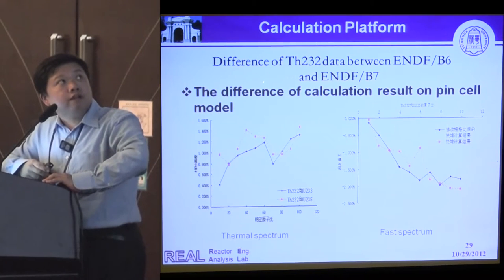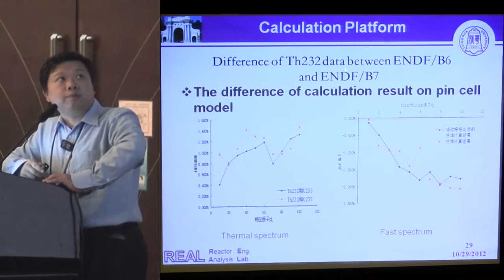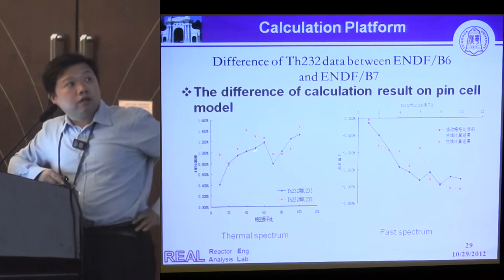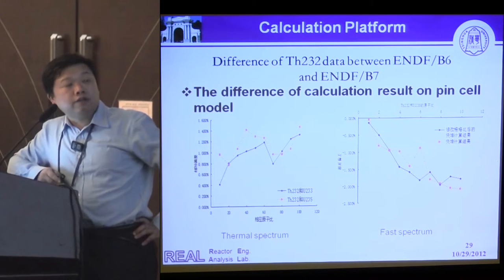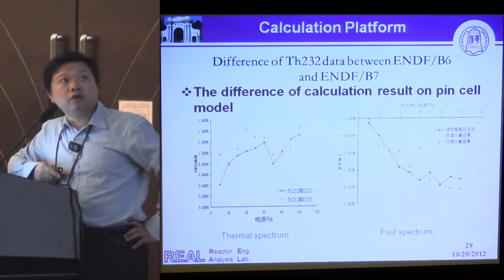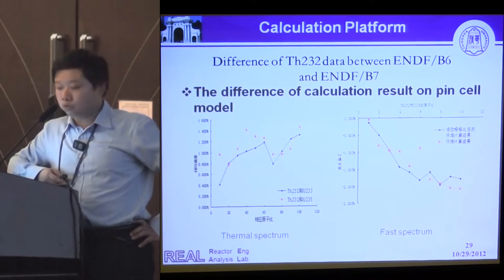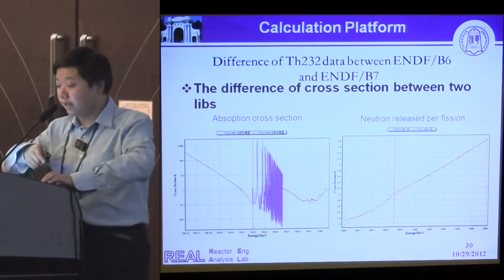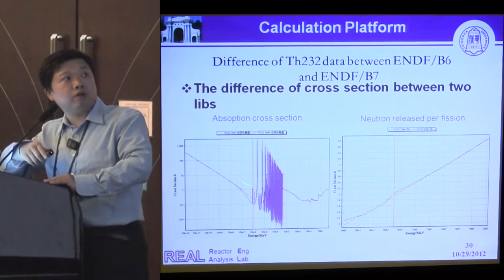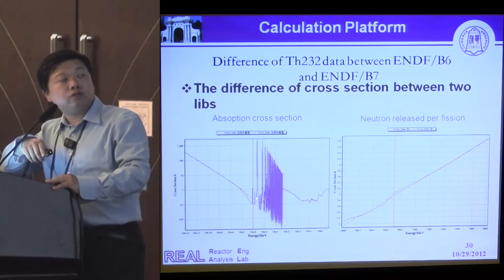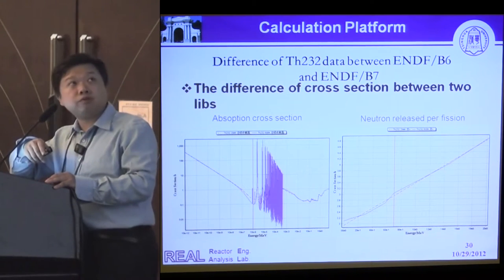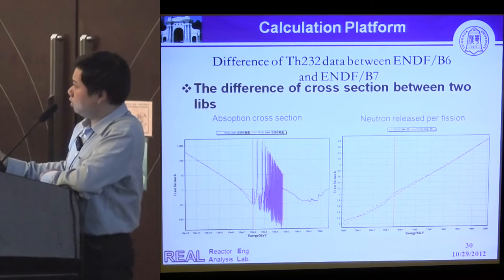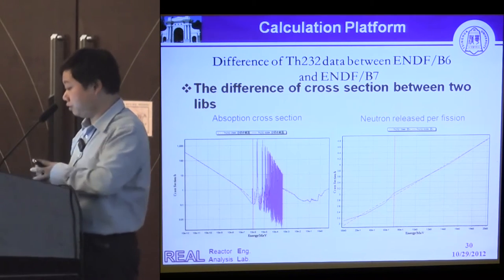From our calculation, we can find a difference of the thorium-232 data between ENDF/B-VI and B-VII. These two figures show the difference of the calculation result in different cases. We can find that in the same models, these two libraries will get results with more than 2% error. It's a very large error in the reactor calculation. The reason is the difference of the cross-section between these two libraries. This red line and the blue line show the cross-section of these two libraries. We can find that there is a great difference. So in our calculation, we must use the new version of the libraries.